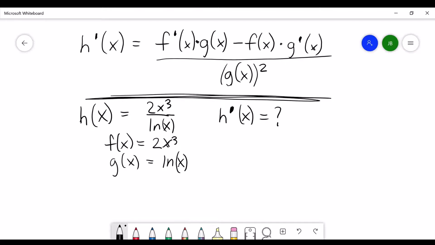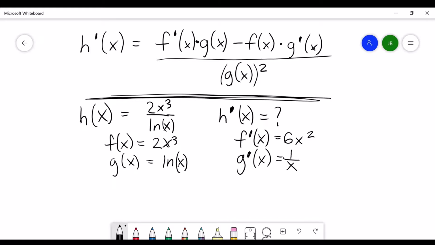Now we need the derivative of both of those. We'll need it for the equation. So f prime of x, what does that equal? Well, 3 times 2 is 6. And then we have the x still, and we take 1 off the exponent. That's 2. Okay, so g prime of x, the derivative of the natural log of x is 1 over x. So we have 1 over x.